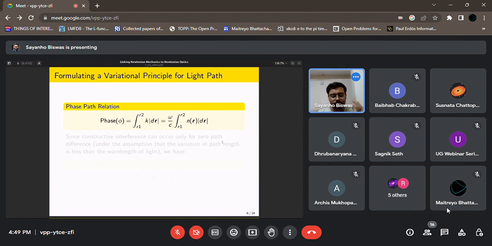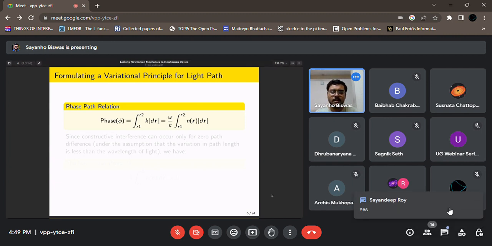So, what is the phase and path relation? Phase is phi, we know, and we know phase difference delta phi is 2 pi delta x by lambda. Everyone agrees? You can write in messages. Okay, you can raise hand, you can write messages. I can sometimes see it also.